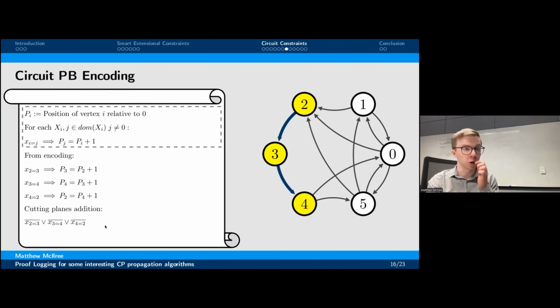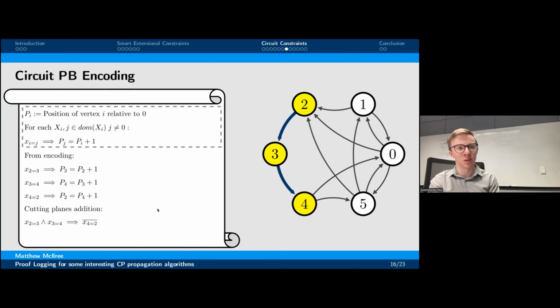And this will always work. So that's an explanation for a basic circuit propagator. In fact, there are some CP solvers where this is the only thing that is implemented for circuit, and that's enough. There is more, and I do not have worked examples for it.